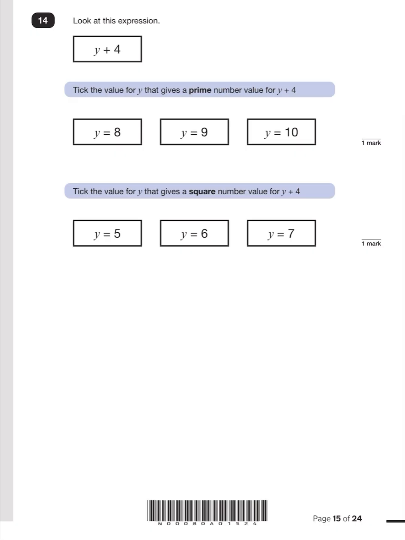Take the value for y that gives a prime number value for y plus 4. So we've got y plus 4. If y is 8, 8 and 4 makes 12, which is not prime. If y is 9, 9 plus 4 is 13, which is prime. If y was 10, 10 and 4 is 14, which is not prime. So it's the second one, y is 9. We are ticking the value for y that gives a prime number value, y plus 4. So we put a tick by y equals 9.